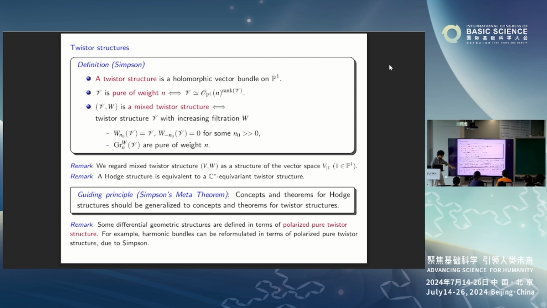And let me also mention some differential geometric structures are defined in terms of polarized pure twistor structures. I have not explained polarization of twistor structures. Maybe I will explain it later. But it is a kind of metric in the context of twistor structures. And it is very useful to characterize or to understand some types of differential geometric structures. For example, harmonic bundles can be reformulated in terms of polarized pure twistor structures. Actually, it is the original motivation for Simpson to introduce twistor structure.